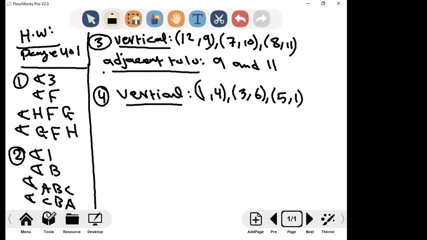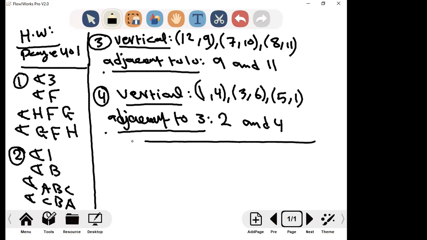The adjacent to angle 3 are 2 and 4. Done? And adjacent to angle 3, 4 and 2. 5 and 2. Sorry. 5 and 1. 5 and 2.